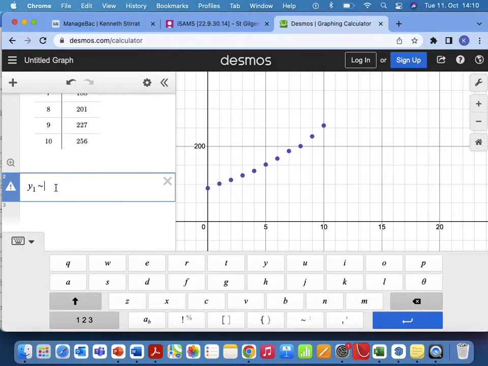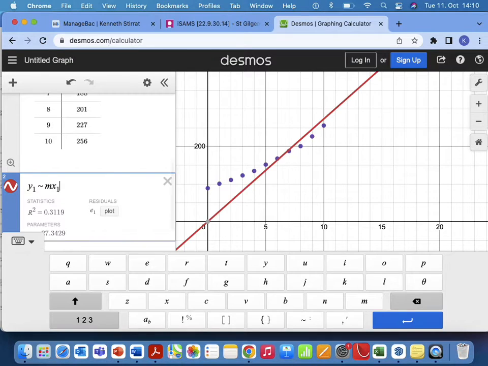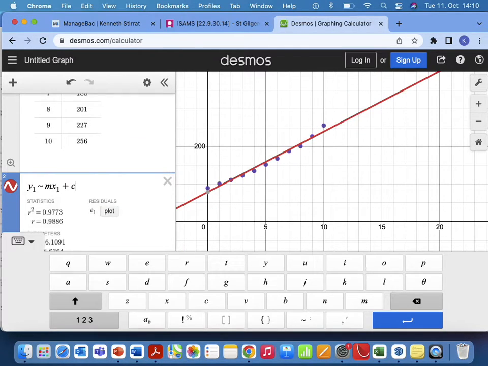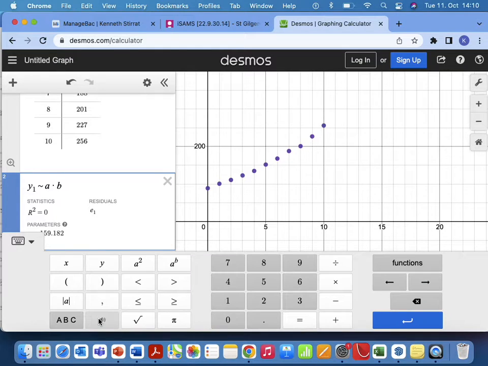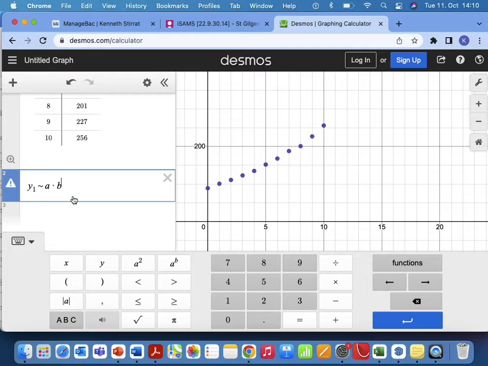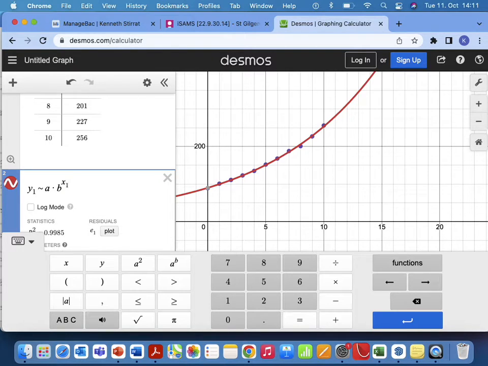Now, if you wanted linear, m x1 plus c. There's linear. y equals mx plus c. But we're not going linear, we're going exponential. A starting number, times by b, the multiplier, and then you want the exponent, the power. Again, on the Desmos keyboard, you will find the a to the b, and this is x1. Oh, look at that. Doesn't that look beautiful? So we've got everything we need now.